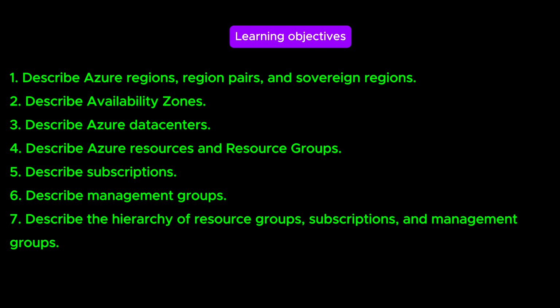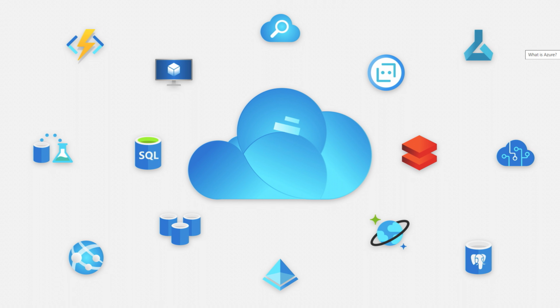We will also be describing subscriptions, management groups, and the hierarchy of resource groups, subscriptions and management groups. So let's start with the first option, region pairs and sovereign regions. So recall in general what Azure is and what its components are. Let's have a brief introduction, and then we will discuss every aspect, every point, one by one.